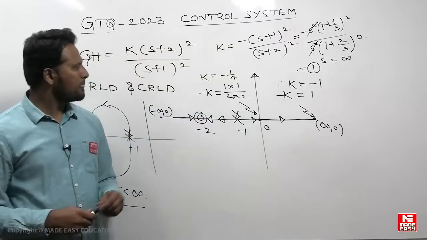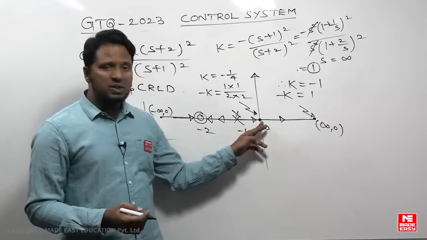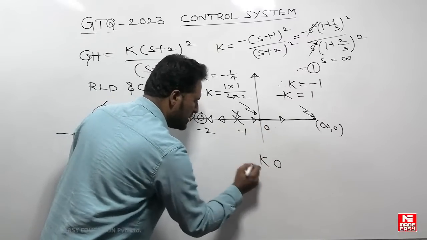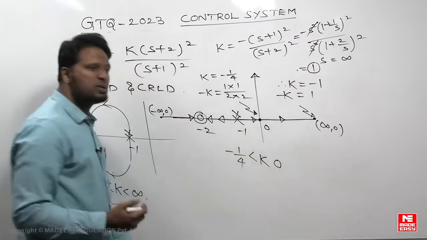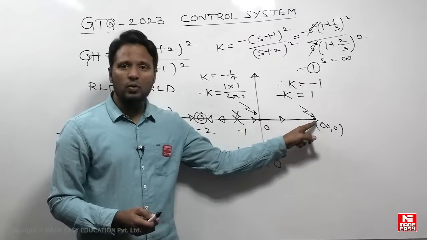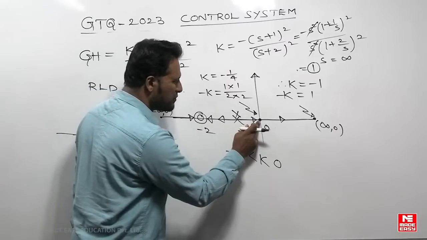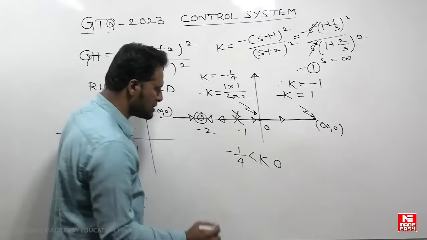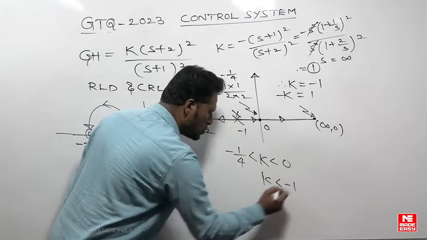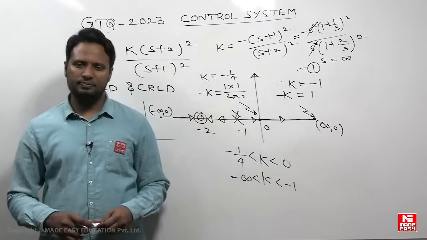We are talking about the CRLD. So when k is varied from 0 to minus 1 by 4, stable. When k is varied from minus 1 by 4 to minus 1, marginally unstable, that is, unstable. And when k is varied from minus 1 to minus infinity, it is once again stable.